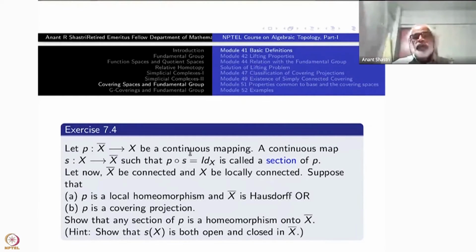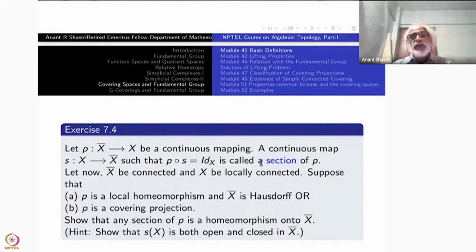If we have just this one, people also call it a section, but then it won't be continuous. I want continuity because I am doing topology. So a section is a continuous right inverse. It may not be a left inverse, right? Otherwise P would be a homeomorphism. P is a surjective map, and this is a left inverse. So there are lots of set-theoretic right inverses. Continuous inverses are difficult to come by.